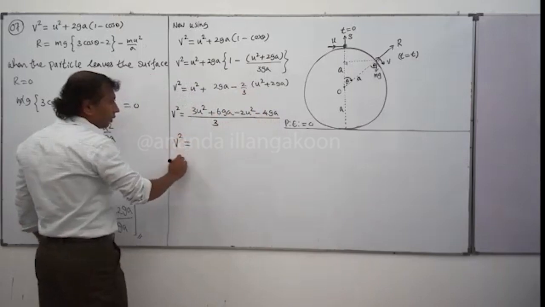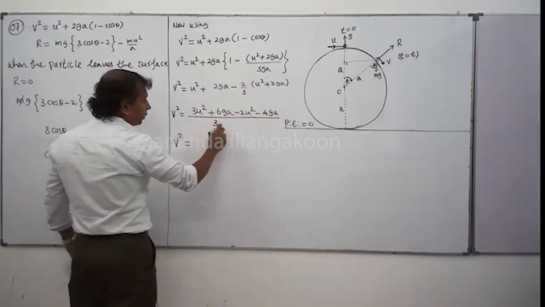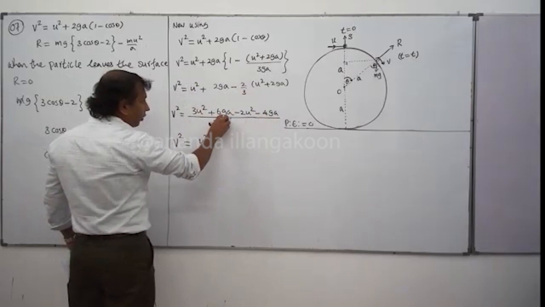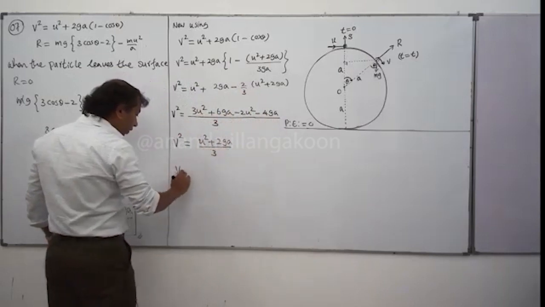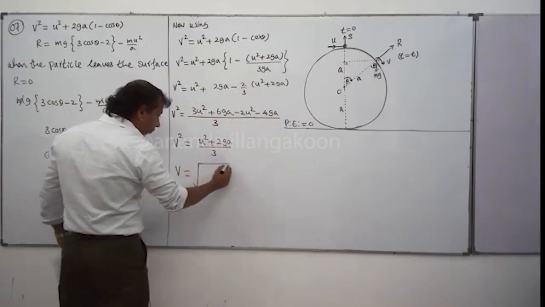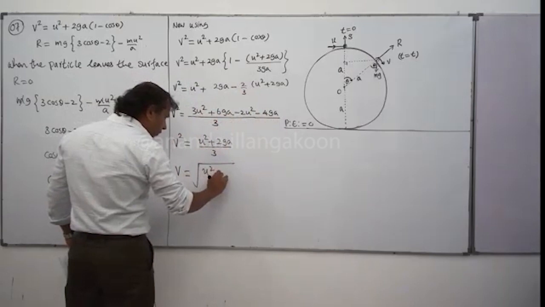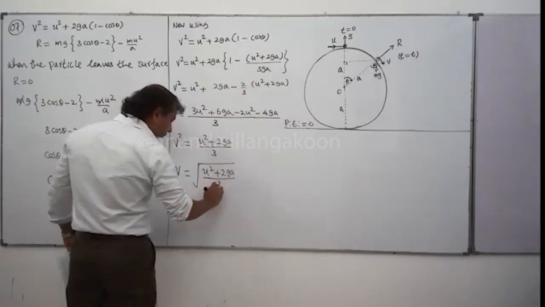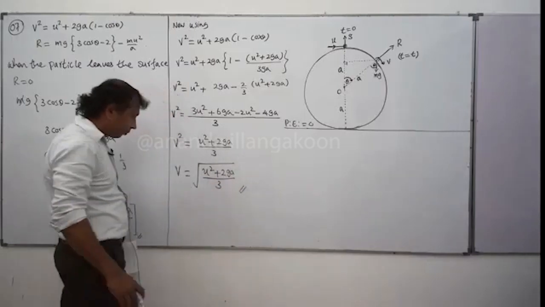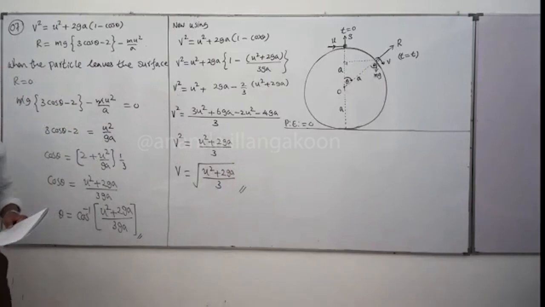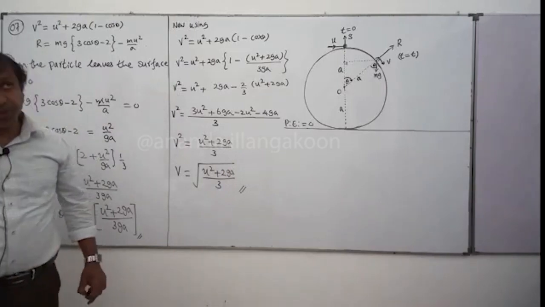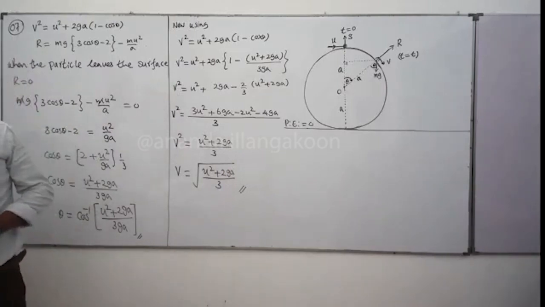V squared equals 3u squared minus 2u squared, which is u squared, and 6ga minus 4ga is 2ga, divided by 3. Then we get V as the root of u squared plus 2ga divided by 3. This is the velocity with which the particle leaves the surface.